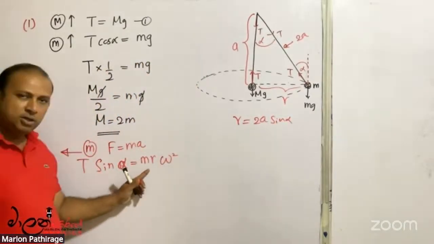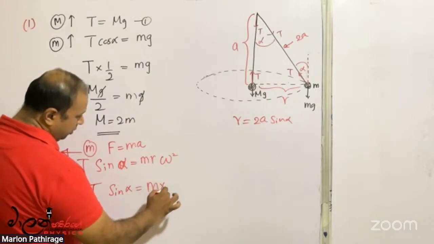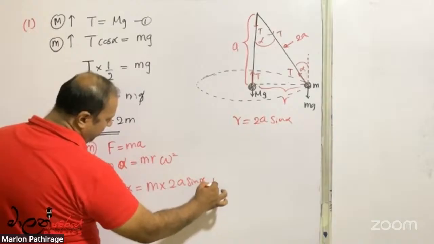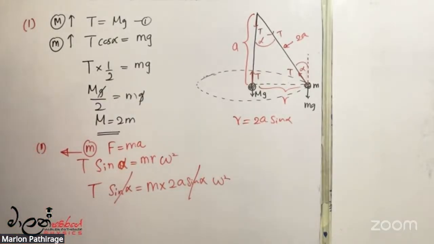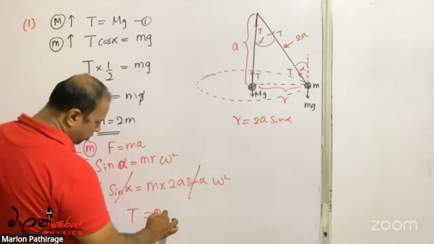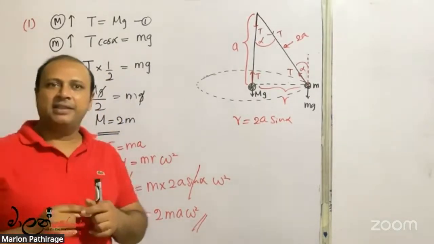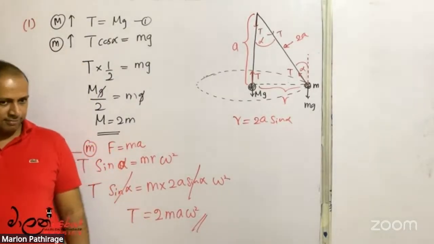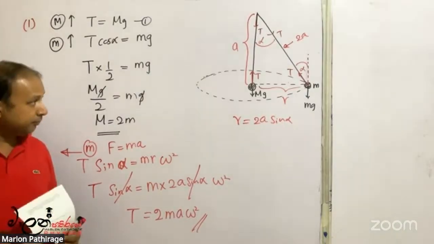Therefore, instead of R, I can write 2a sine alpha. Therefore, T sine alpha is equal to m times 2a sine alpha omega square. Therefore, sine alpha will be cancelled out. Therefore, T is equal to 2 m a omega square. If you got that term, please raise your hand. Okay. Then the second question.